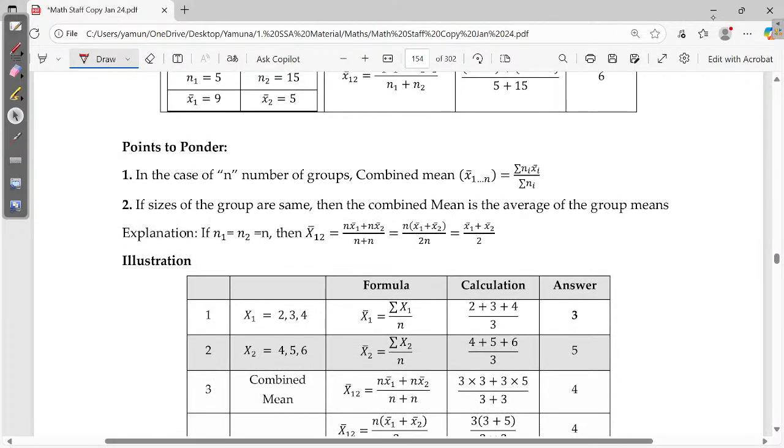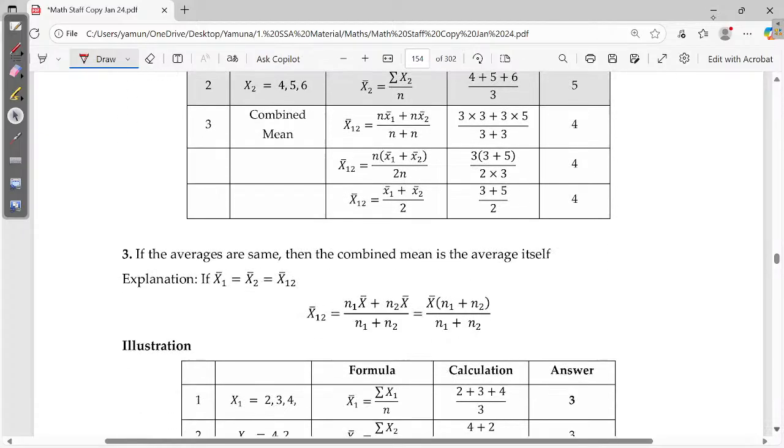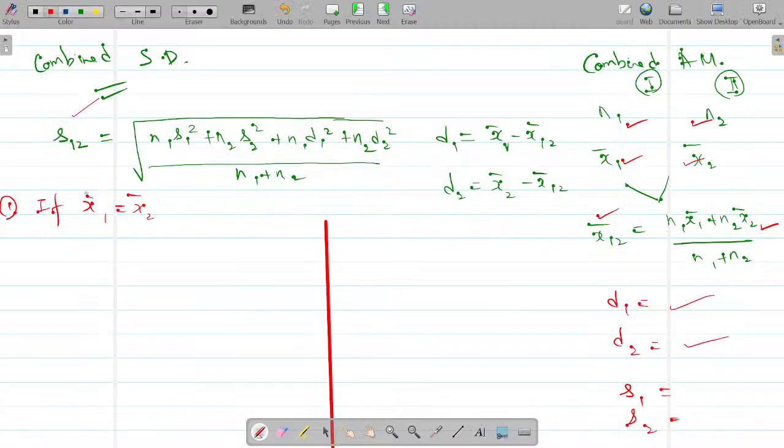If the averages are the same, which means X1 bar and X2 bar are the same, then the combined mean is nothing but the average itself, which means X1 bar, X2 bar, and X12 bar will be the same. So this is my first discussion. Now what will happen for D1? What is D1? X1 bar minus X12 bar. Both the values are the same, so it becomes 0.